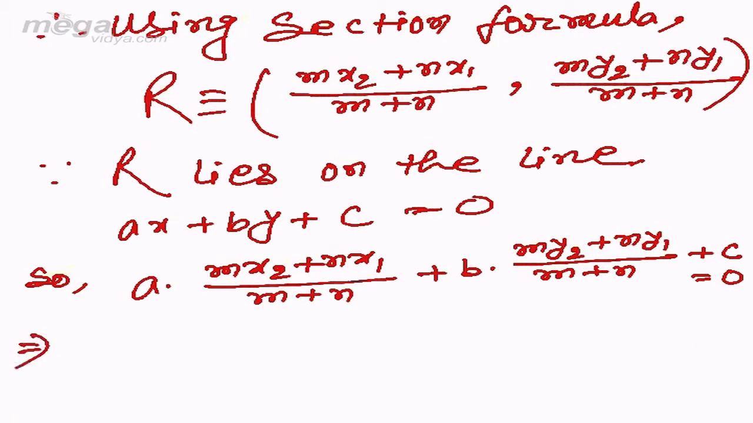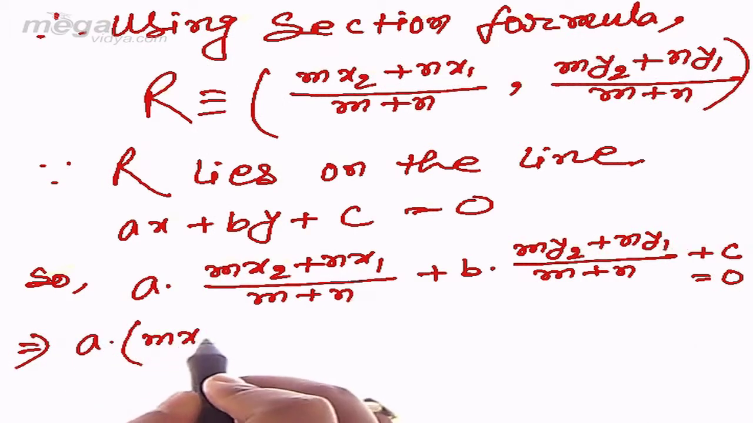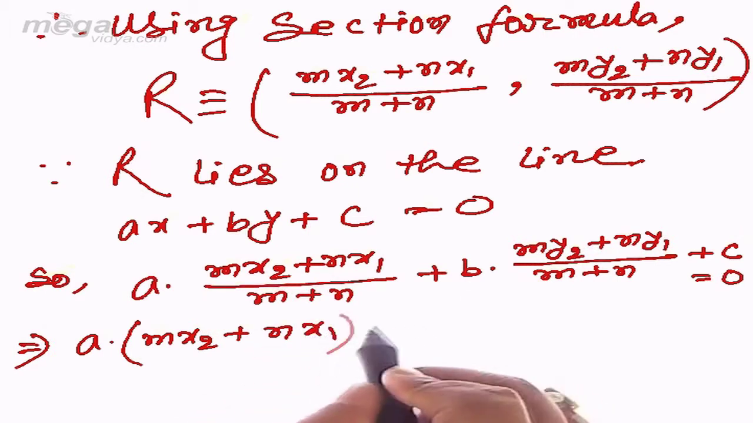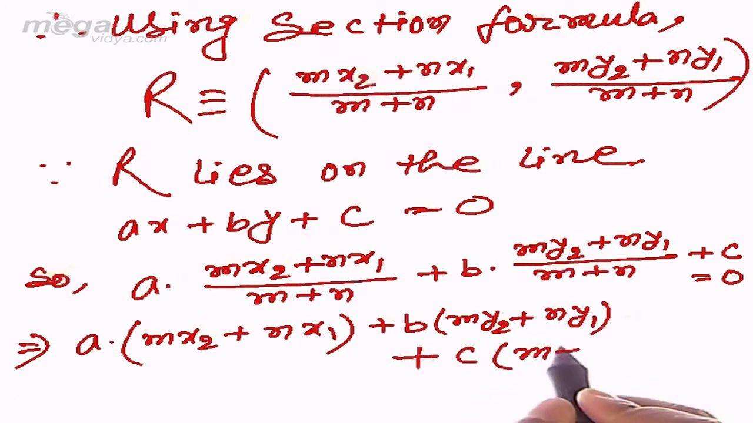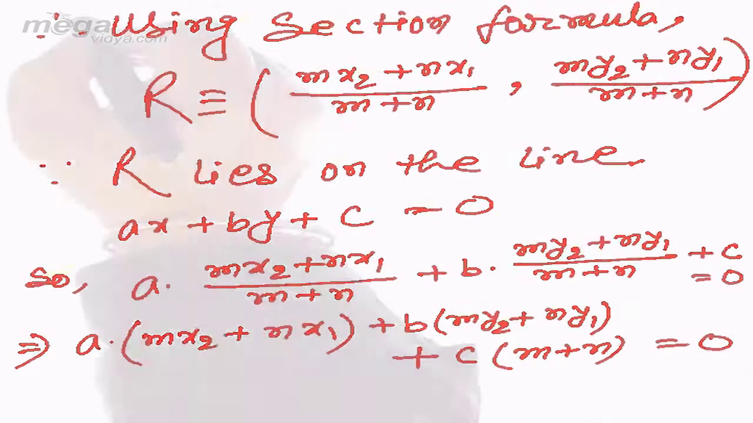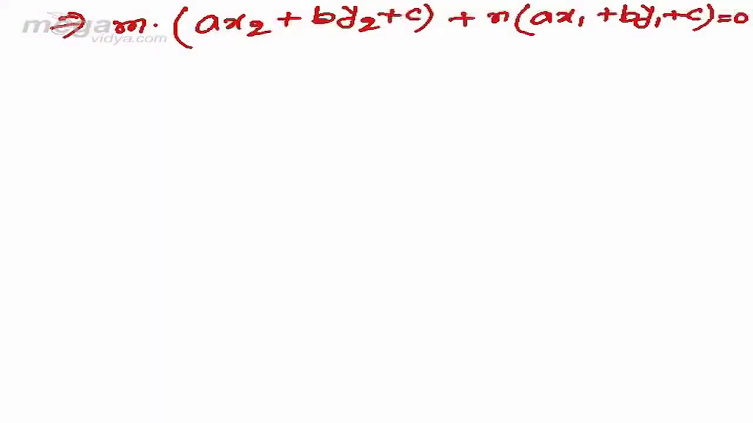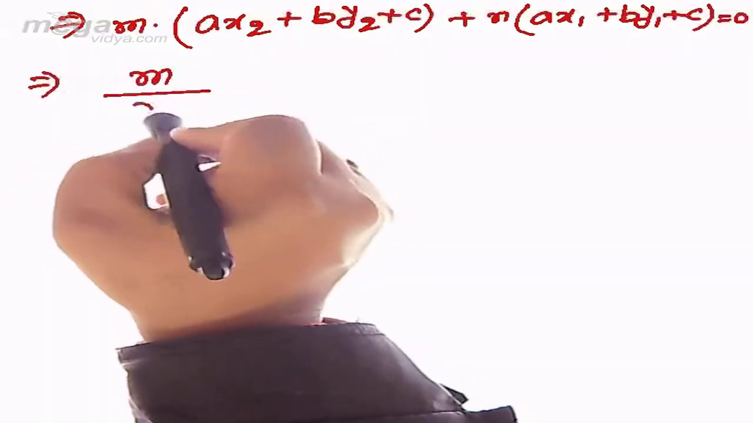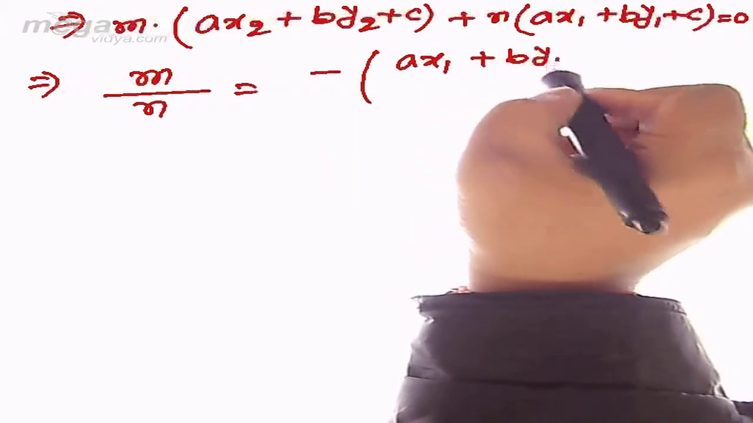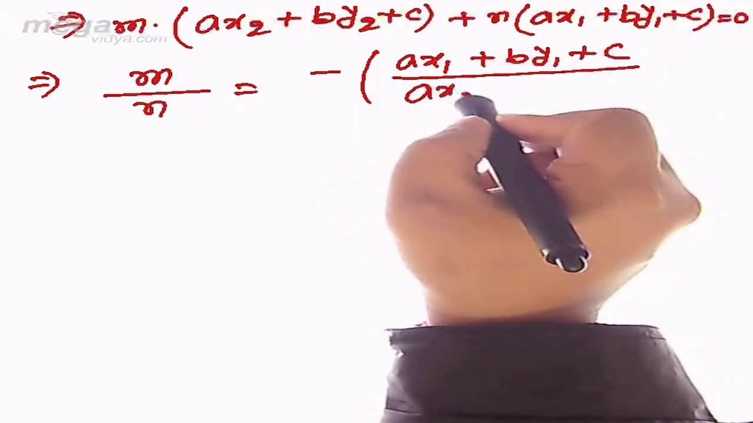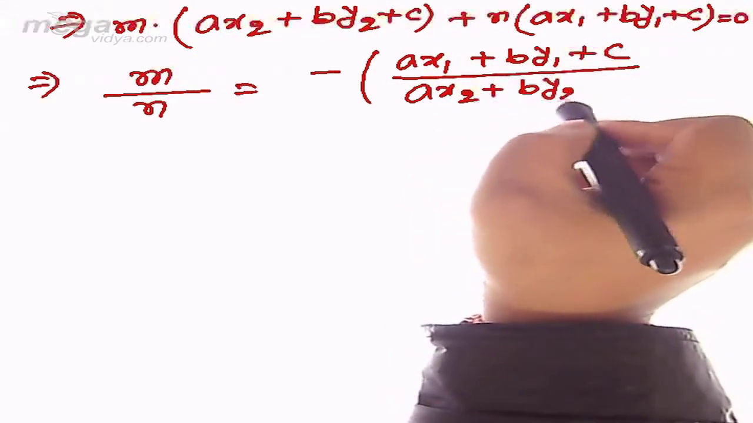Now here we will take the LCM. It is a(mx2 plus nx1) plus b(my2 plus ny1) plus c(m plus n) equal to 0. Hence after simplification we can write it as m into (ax2 plus by2 plus c) plus n into (ax1 plus by1 plus c) equal to 0. So from here m upon n is equal to minus (ax1 plus by1 plus c) upon (ax2 plus by2 plus c).